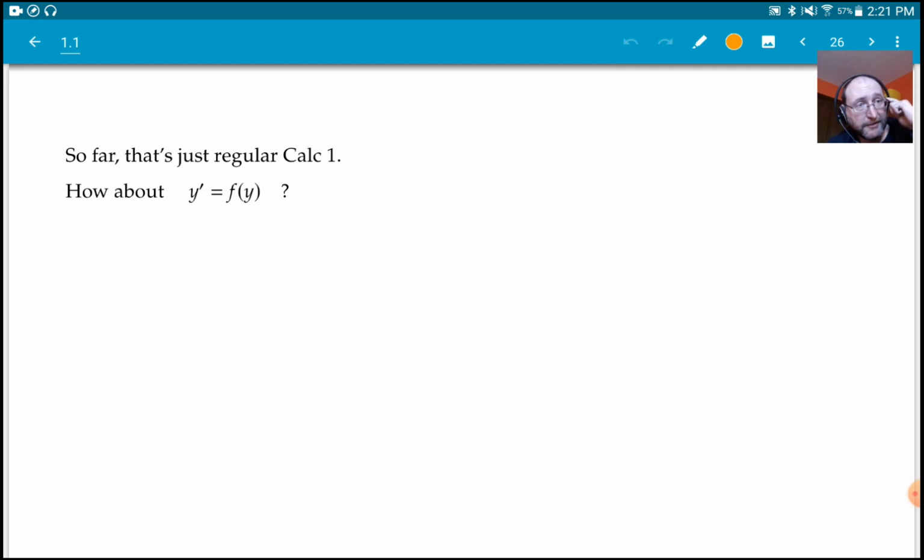But let's do something new. Suppose that I change it a little bit. Instead of having y prime as f of x, what if I have y prime as f of y? So now I have no x on the right-hand side, right? So the right-hand side does not depend on x. It's just a function of y.